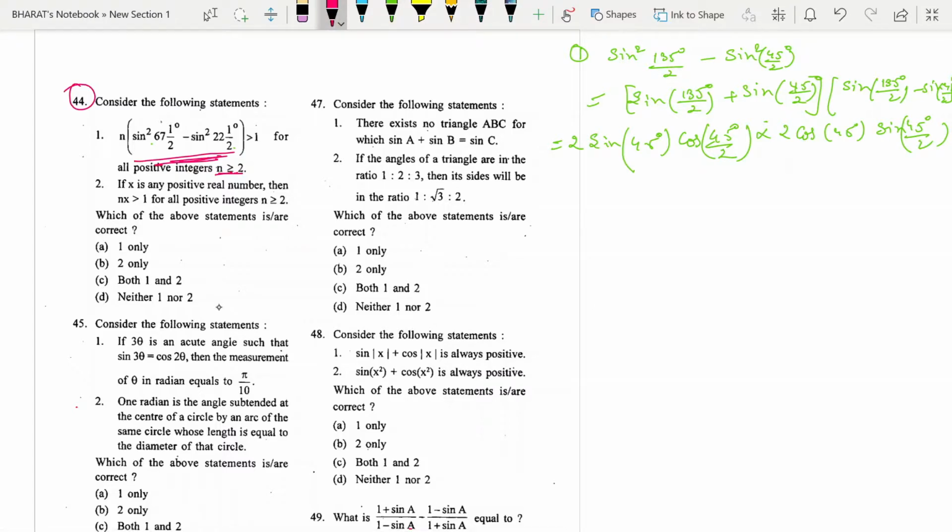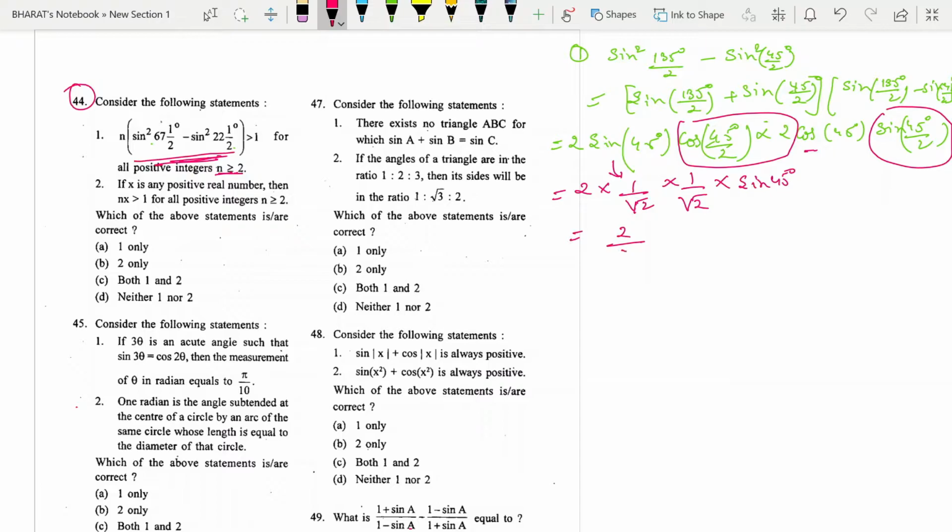Now, taking this and this in common and the rest outside, what we will be getting is 2 into 1 by root 2 for this part, and 1 by root 2 for this one. Okay, and this, that is written 2 cos 45 and a half degree and sine 45 and a half degree. This can be written as what? It can be written as sine of 45 degree. So this will come 2 upon 2 into 1 upon root 2, that is 1 upon root 2.